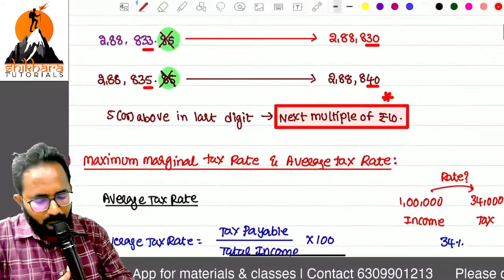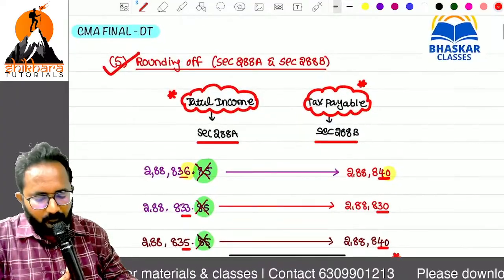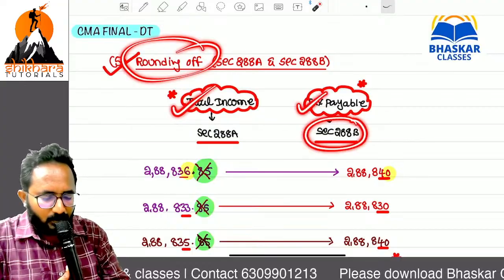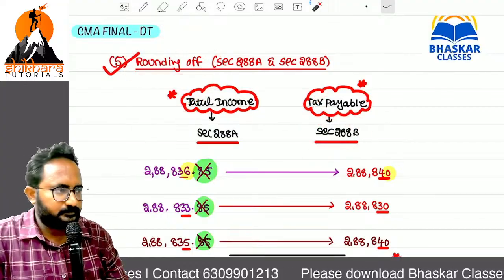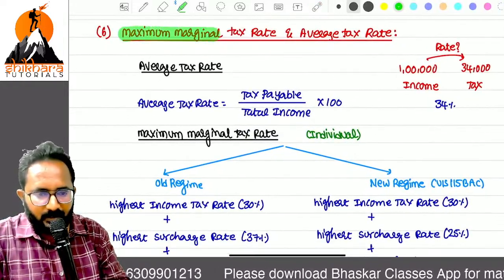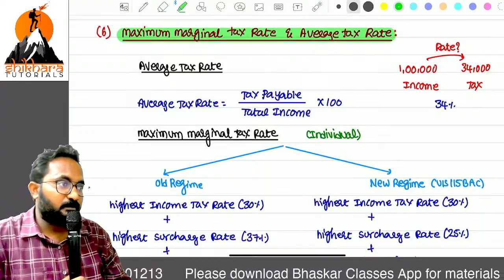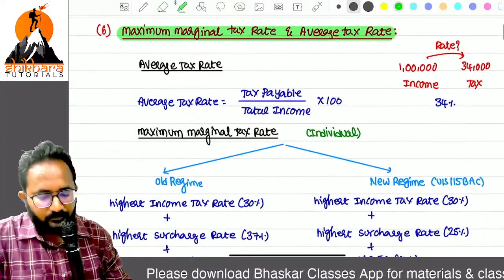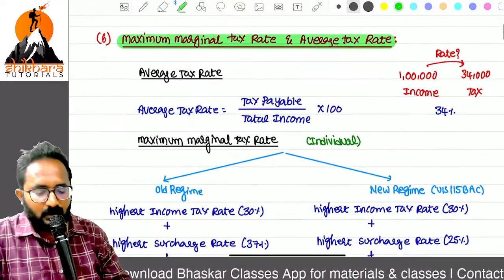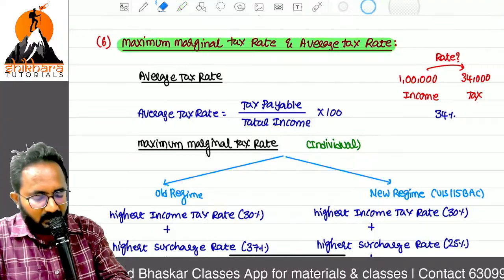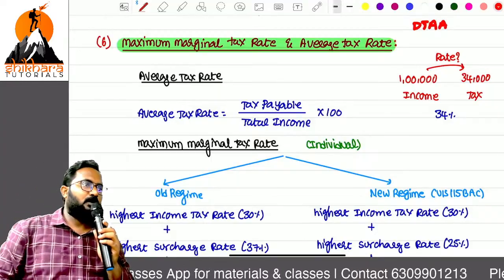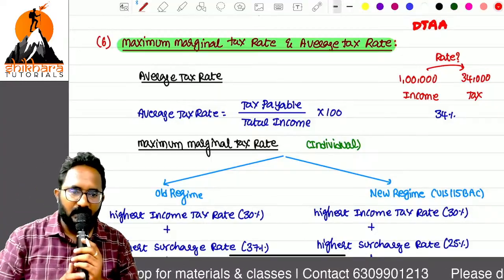Clear up to now? 288A is rounding off of what? Total income. 288B is rounding off of what? Tax payable. Clear? Okay. So now, the sixth point in our discussion is maximum marginal tax rate and average tax rate. These two concepts we can use in the DTAA chapter.